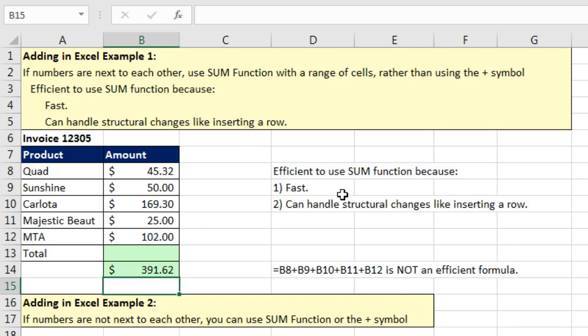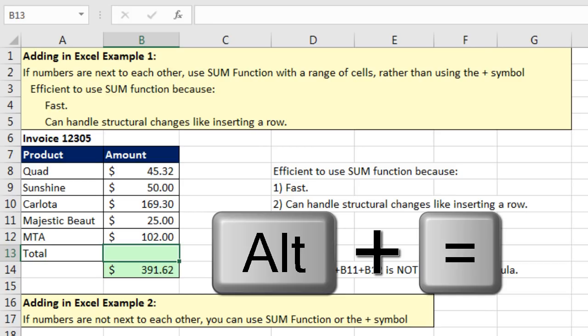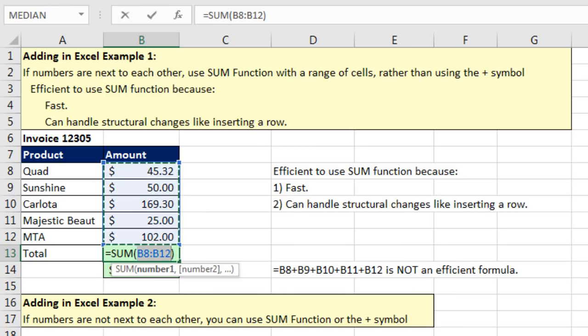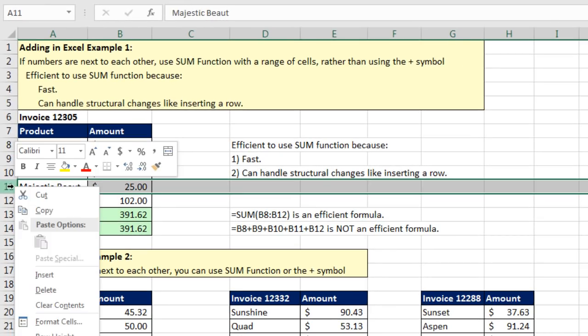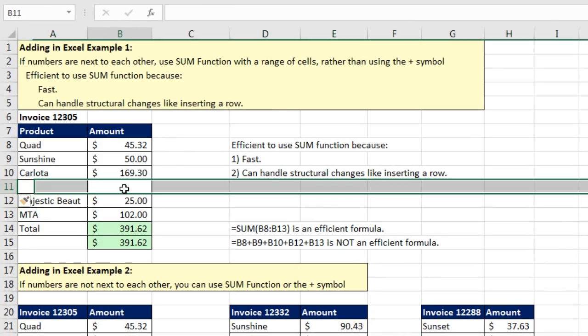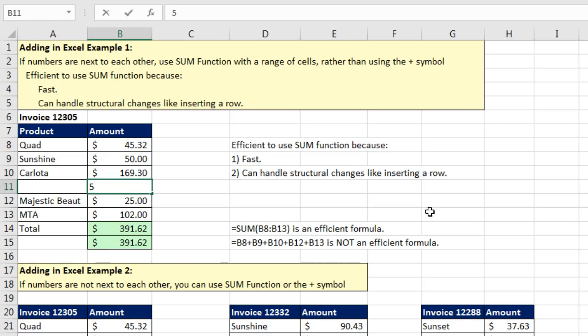As we talked about earlier in this class, it takes too long, it's not fast enough, and it can't handle structural changes like inserting a row. That formula will not update. But our sum function with the keyboard Alt equals will update. When I hit Enter, both formulas give us the right answer. But if I were to right-click Insert up here and type a number like 5, watch what happens down here. When I hit Enter, that totally updates. But of course, this one has no chance.